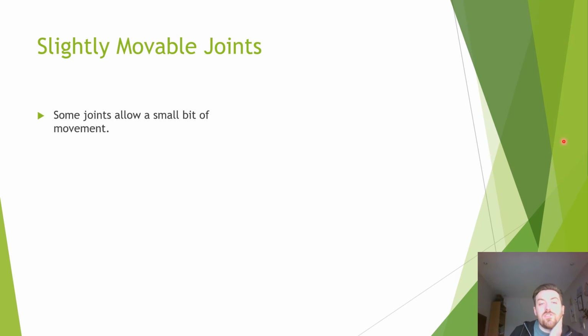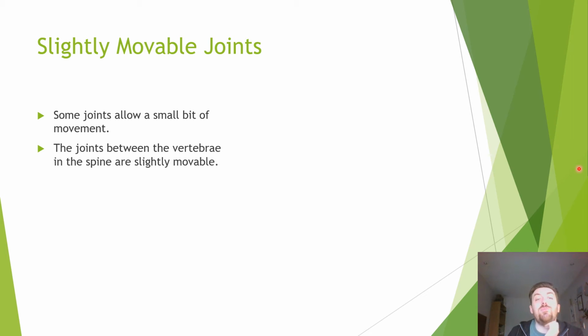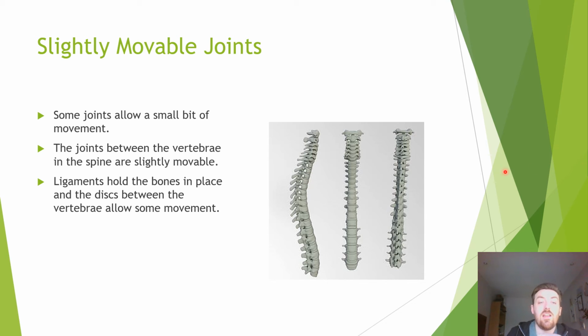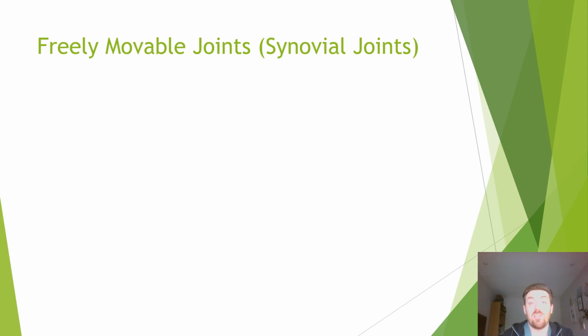Slightly movable joints. So these joints allow for a small bit of movement. The joints between the vertebrae in the spine are slightly movable. See the way your spine has a natural curve to it. And it can actually move a small amount. This is because of the ligaments between all the vertebrae, and also you have your collagen discs in between there, or cartilage discs. Ligaments hold the bones in place, and the discs between the vertebrae allow some movement. It's why I can bend over a little bit, but I can't double over because, well, that would break my spine. You need to do lots of training to become that flexible.